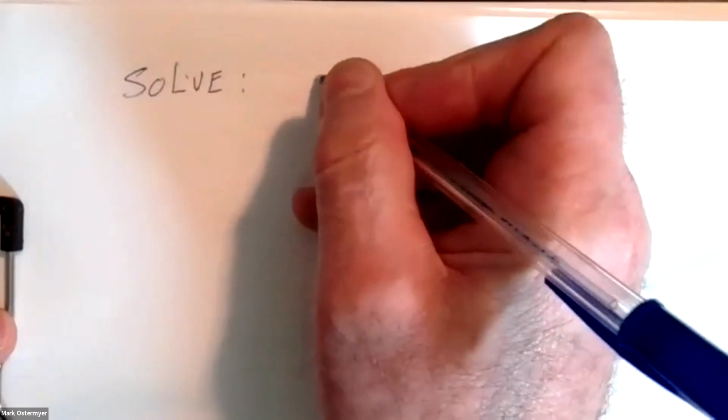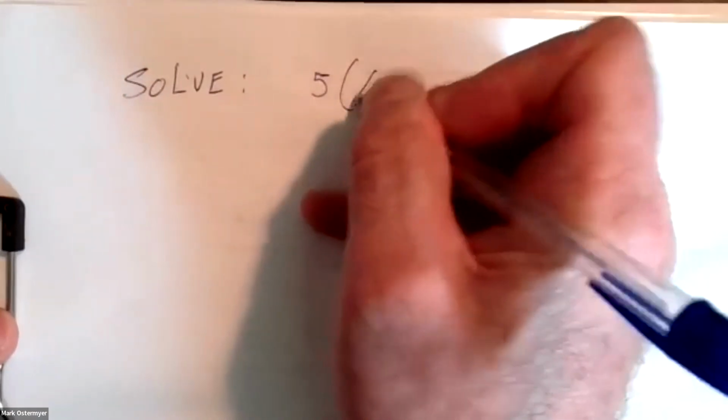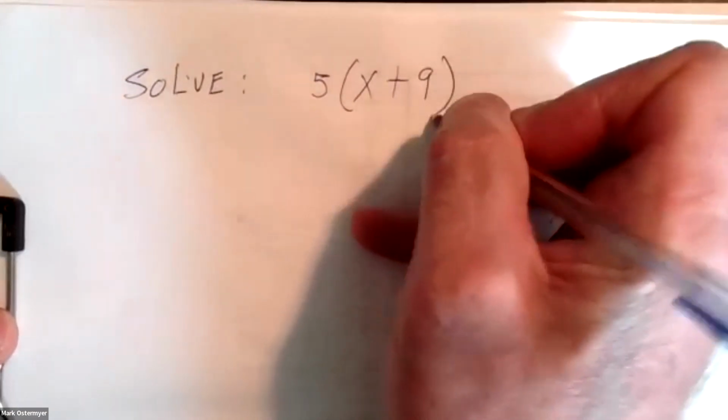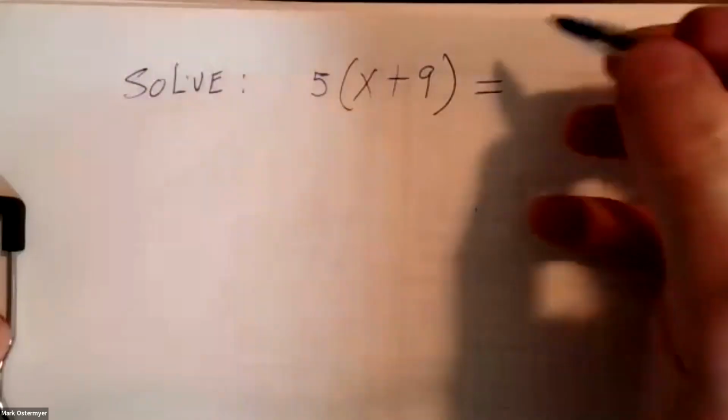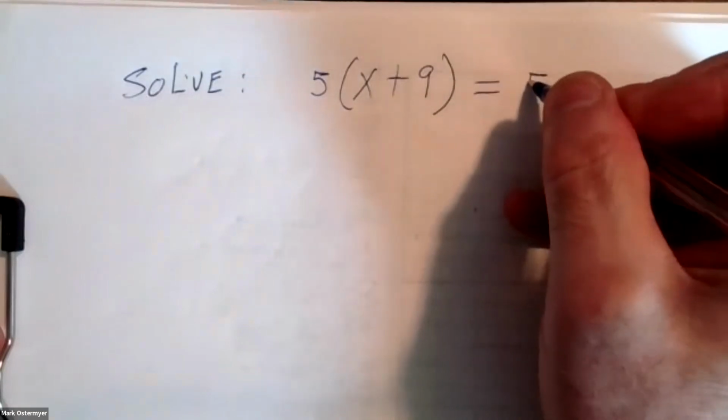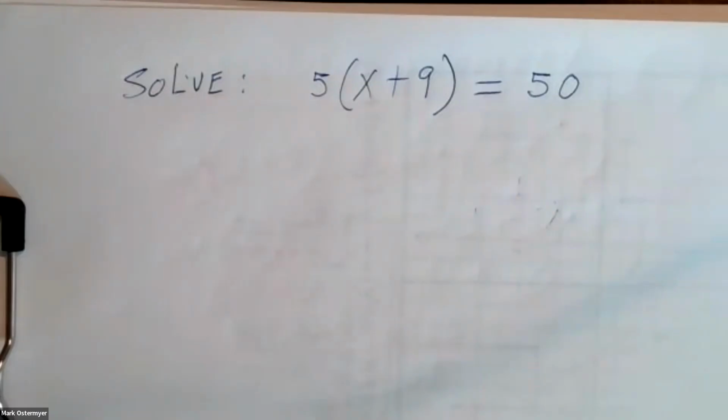All right, let's try to solve 5 times (x plus 9) is equal to, let's say, 50. Okay, so we want to try to solve this equation for the variable x. That's our goal. So eventually we're going to have to get x all by itself on the left side of this equation. So how do we do that?